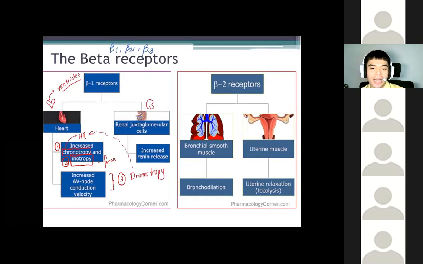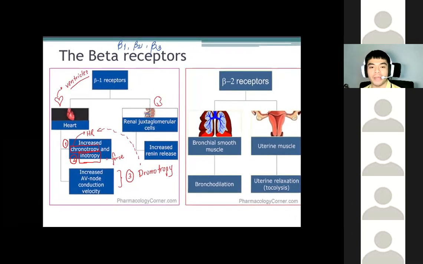So overall, ang effect in the heart, tatlo lang. Positive, pag sinabing positive, enhanced din yon or increased. Positive ino, positive chrono, and positive dromo. Okay, so that's it for beta 1.